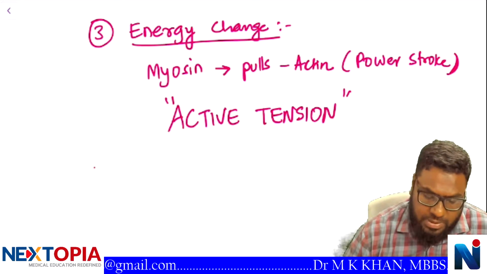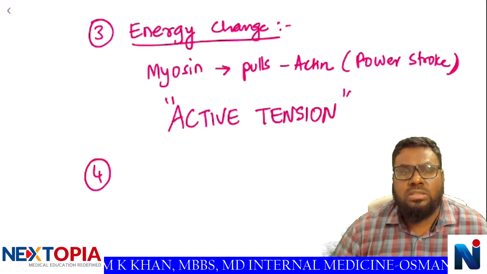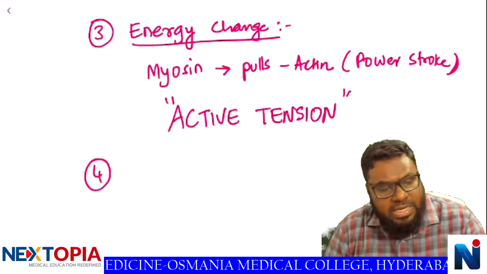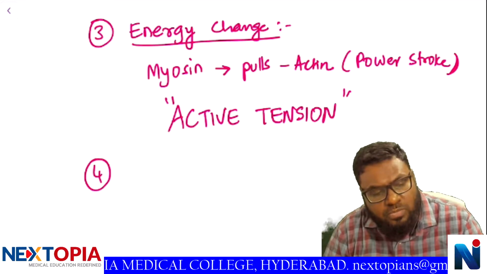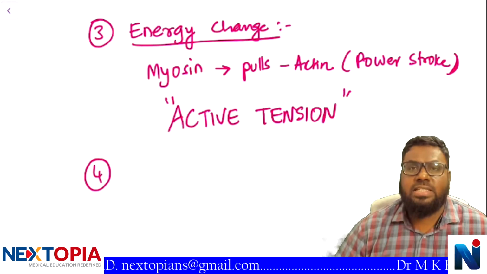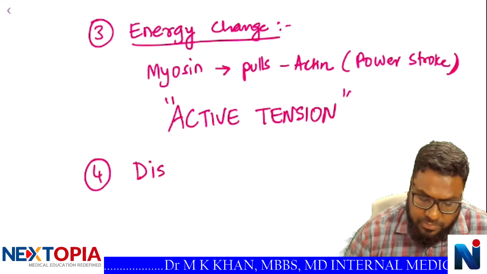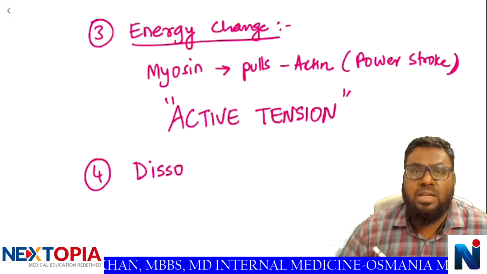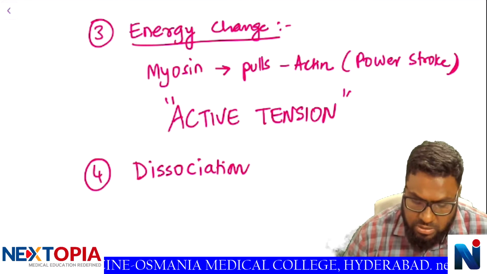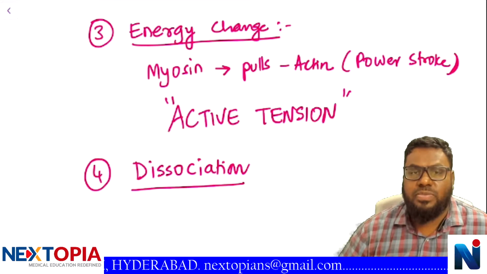After that, the fourth step is, once the ATP is lost, the myosin is not having any energy state. Now it has come down to low energy state. Hence, because of using up of ATP, there is dissociation, or bringing back to the resting muscle state, of the actin and myosin.